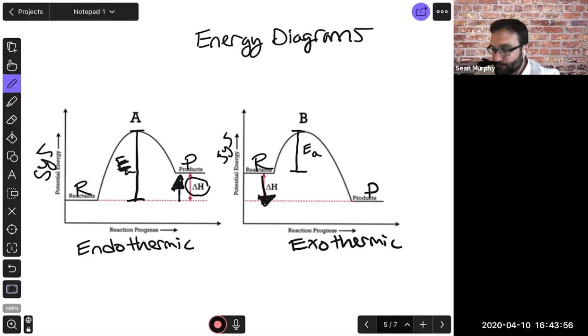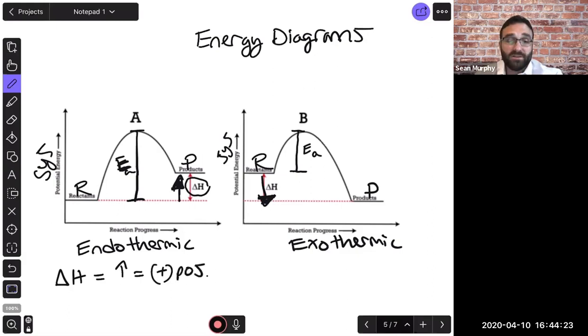Okay. All right. So let's do a couple problems. Oh, one thing. Endothermic, since my change in heat at the end of the story, my products went up, it increased, therefore I represent delta H with a positive number. Conversely, for exothermic, my potential energy decreased, and we're going to use a negative in front of that number.